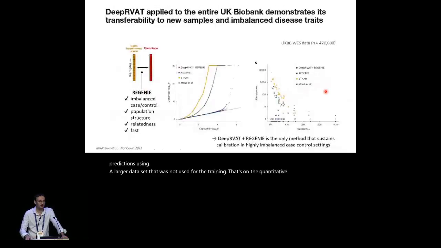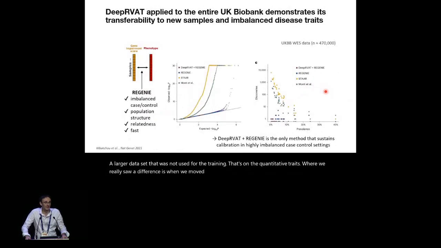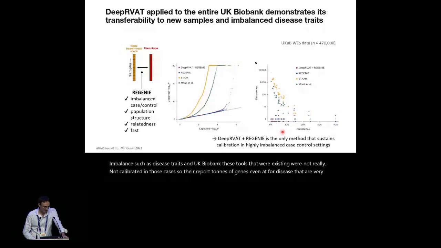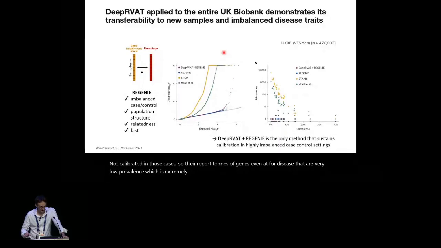Where we really saw a difference is when we moved to binary traits, especially imbalanced, such as disease traits in UK Biobank. These tools that were existing were not really not calibrated in those cases. So they report tons of genes, even for disease that have very low prevalence, which is extremely unlikely. You can appreciate on the QQ plot that probably the p-values are not calibrated here.